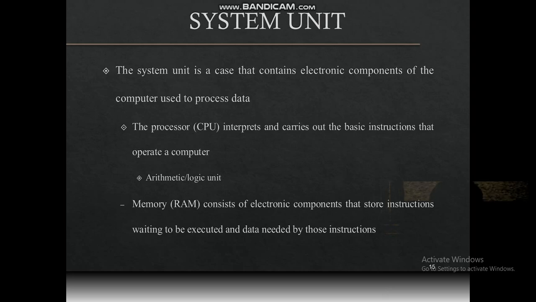The processor, or CPU, interprets and carries out the basic instructions that operate the computer. A computer only understands a single language, that's 0 and 1. That's the only thing a computer understands. It does not understand the alphabet, the ABC that we are typing into it. The computer reads all those letters that we type as 0 and 1. That's the arithmetic logic unit, where the computer interprets its own language.